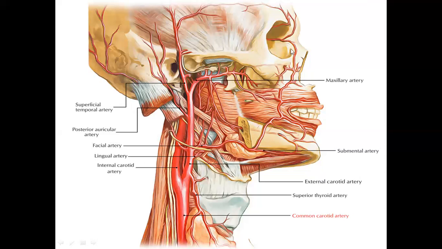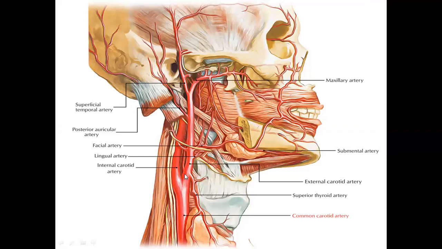And the facial artery, when it moves upward, gives the lateral nasal artery, and it also gives the angular artery. This angular artery is the terminal branch of the facial artery. Then it joins with the supratrochlear and the infratrochlear branches of the ophthalmic artery. So this is the course of the facial artery.